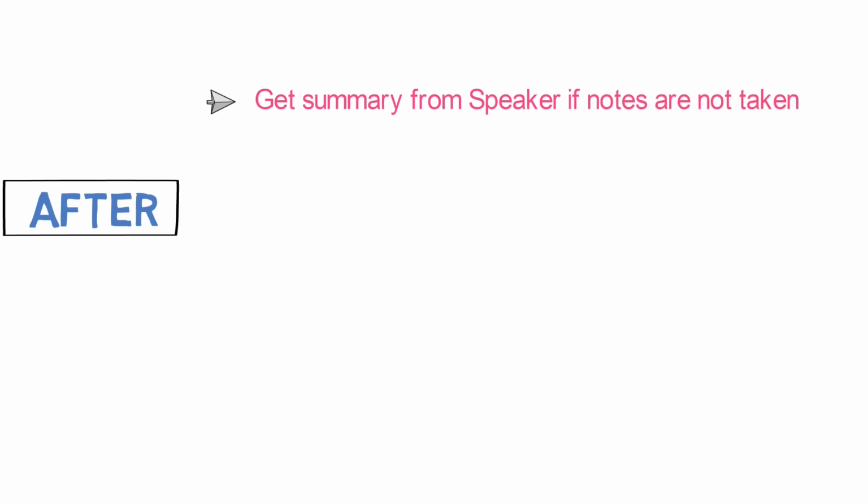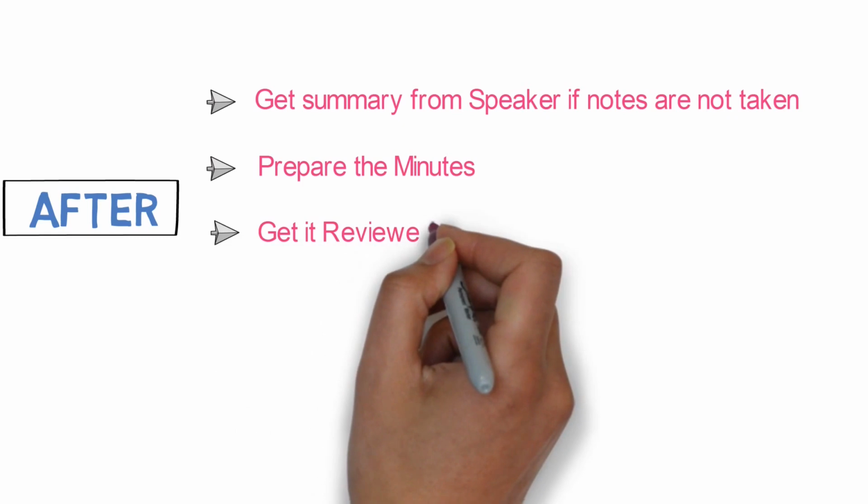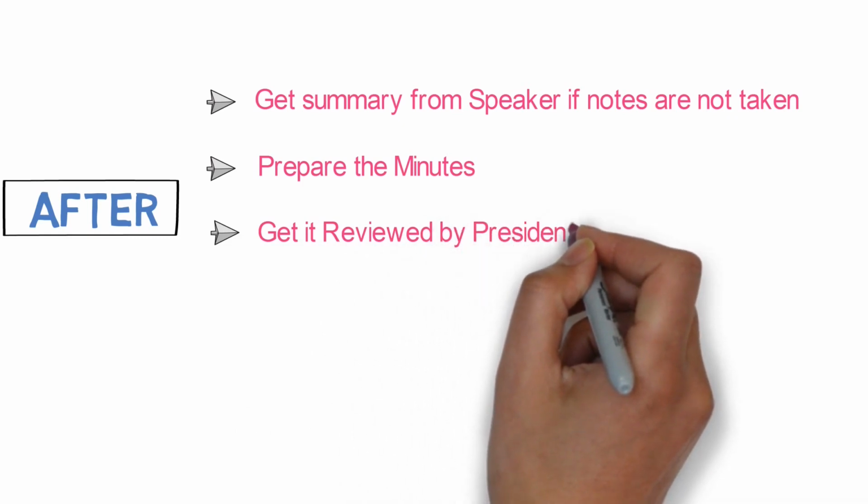Number 1, if any speaker's notes were not taken or partially taken, go back to the speaker and get the summary from them. Please try to avoid any such situation and write the notes by yourself only. But in case you have missed out, you can reach out to the speaker. Number 2, prepare the minutes properly from the notes taken during the meeting. Number 3, get the meeting minutes reviewed by the president or chair or meeting host.